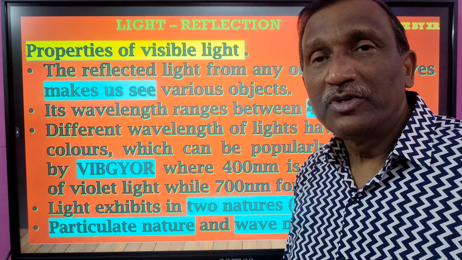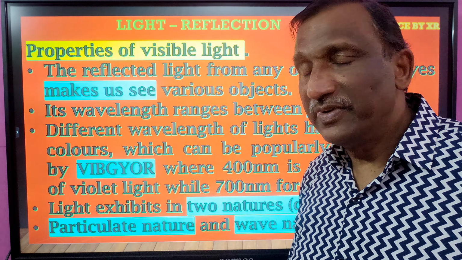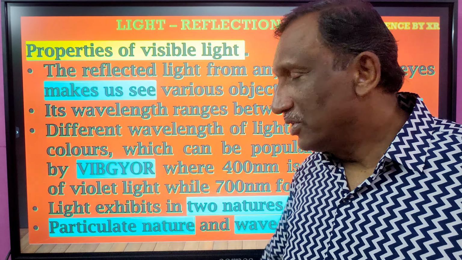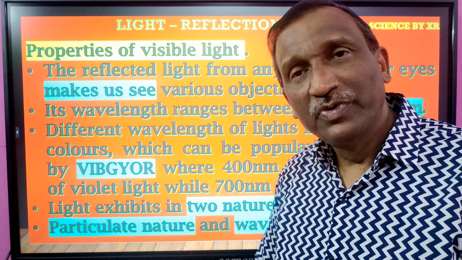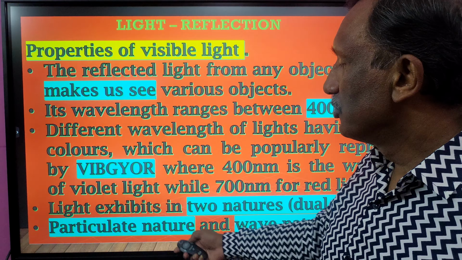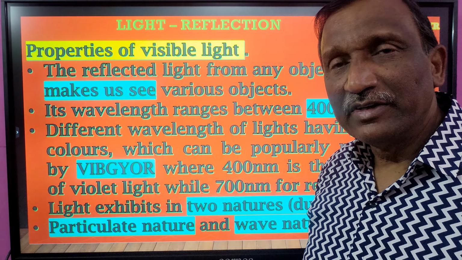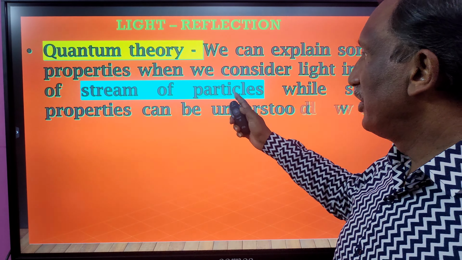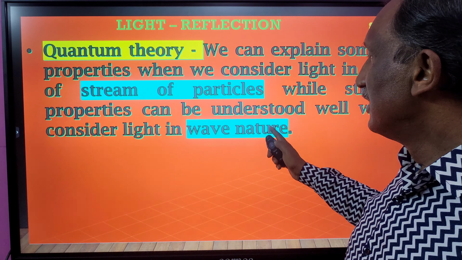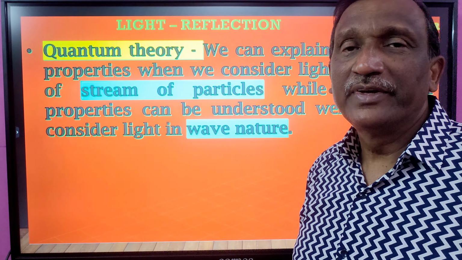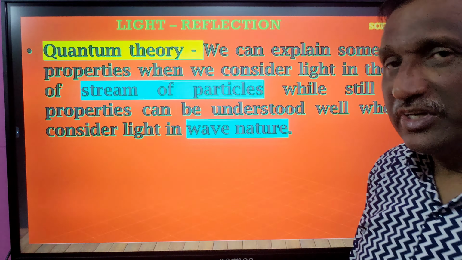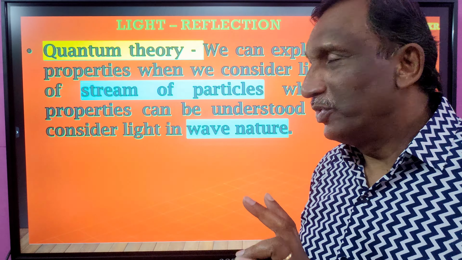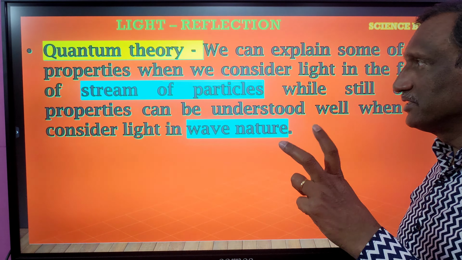But when we talk about energies, when we talk about heating effect, those types of things, we have to consider that light is available in the form of packets or particulate nature. So this dual nature of light is what is called quantum theory. We can explain some properties when we consider light as a stream of particles. Others can be understood well when we consider light in the form of waves. Is it clear that light is showing dual nature, and this is called quantum theory.